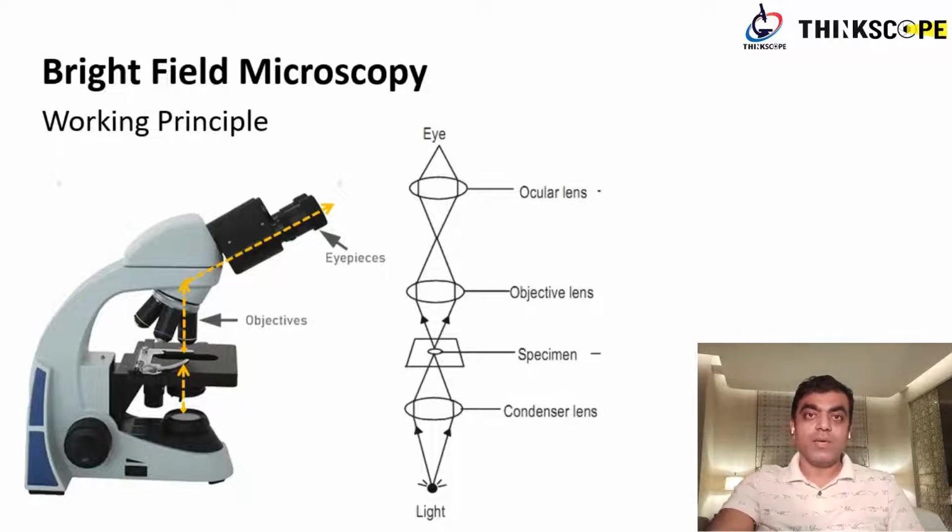Now what are the criteria you have to think of? See, light is passing. So first is your sample has to be transparent to light. Light has to pass through the sample. Okay. And if light is passing through, then only you can see it.